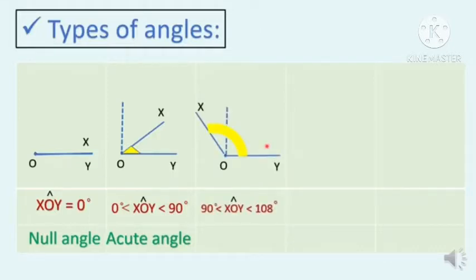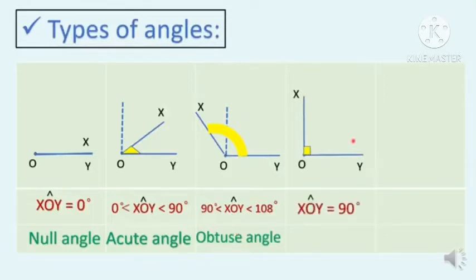The next one, XOY is greater than 90 degree but less than 180 degree. It's a big angle greater than 90 degree, so we call it an obtuse angle. XOY, obtuse angle between 90 and 180 degree. Then XOY, it's a right angle. Its measure is equal to 90 degree. 90 degree means a right angle.